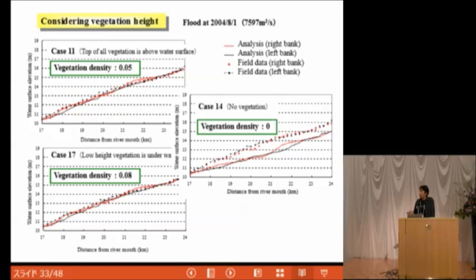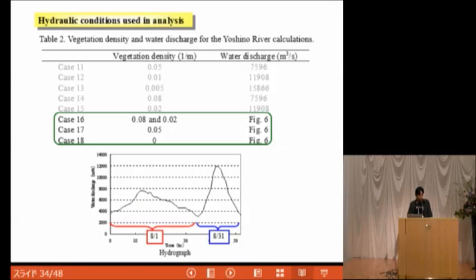Then, if we do not consider the vegetation, of course the water surface will become lower. The difference of the water surface is about 1 meter or 1.5 meters. It's a quite large value. So, by use of this information, we try to perform the bed deformation analysis.